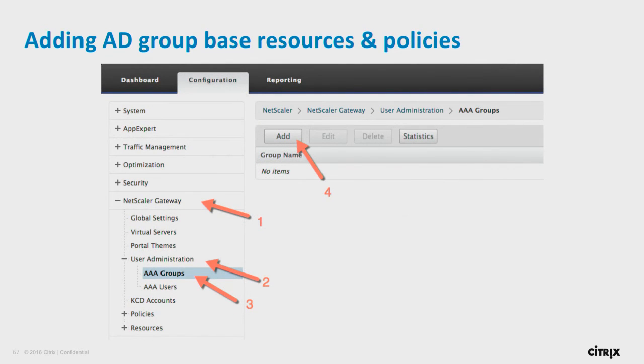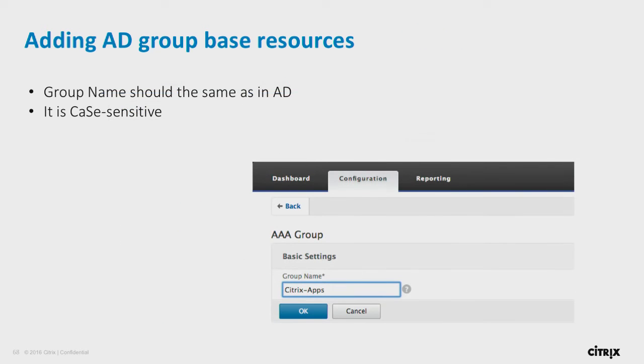Then you go back to the NetScaler Gateway. You click on it, go to user administration, click on AAA groups, and then click on add. It's very important that the group name is identical to what you have in your AD. This is completely case sensitive. It's very common that we receive calls like, I just created this AAA group and it's not filtering, or it's not showing my resources. We go and take a look, and it's because it's not matching the case that you have in AD.